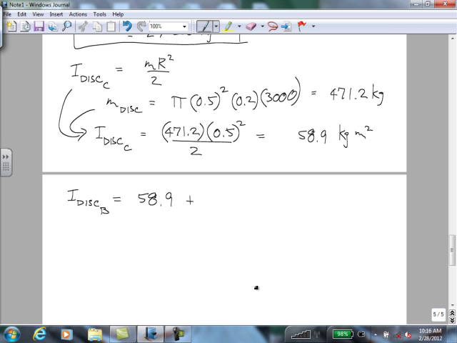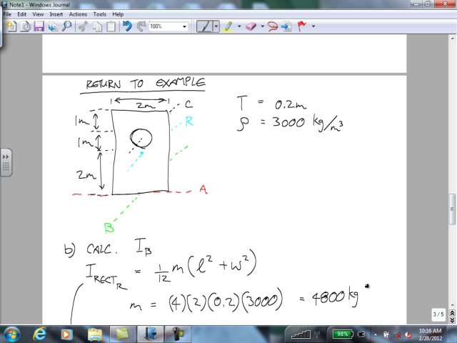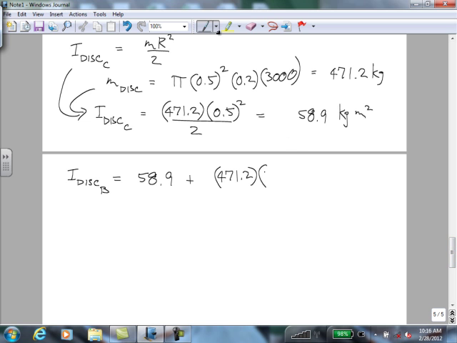Okay. And so now we have to use the parallel axis theorem. The moment of inertia of the disk about B is 58.9 plus the mass, 471.2, times the distance squared. So what's the distance between C and B? 2 and then a half, right? So 2.5 meters. What do you get there?